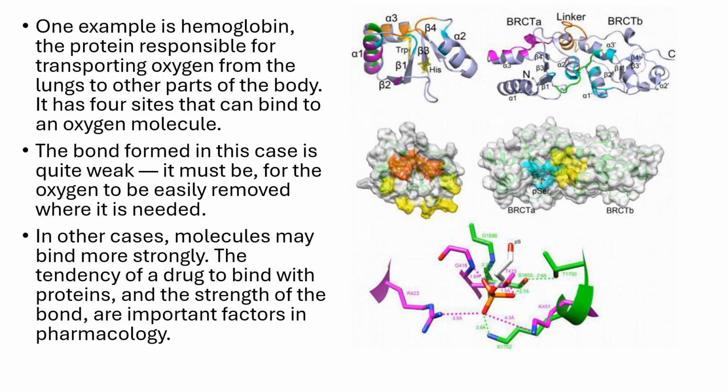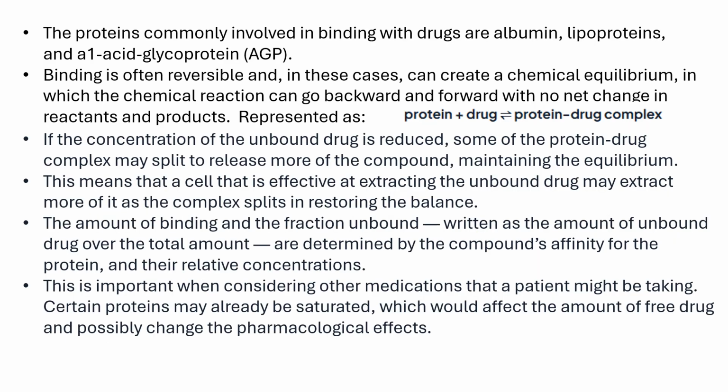One example is hemoglobin, the protein responsible for transporting oxygen from the lungs to the other parts of the body. It has four sites that can bind an oxygen molecule. The bond formed in this case is quite weak. It must be, for the oxygen to be easily released where it's needed. In other cases, molecules may bind more strongly. The tendency of a drug to bind proteins and the strength of the bond are important factors in pharmacology. The proteins commonly involved in binding with drugs are albumin, lipoproteins, and alpha-1 acid glycoprotein, AGP.